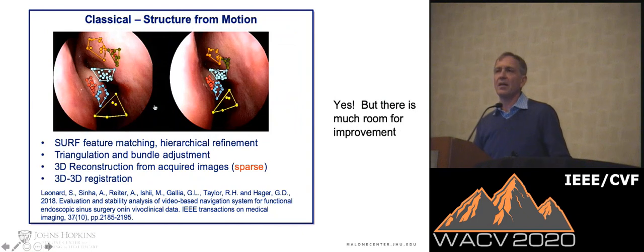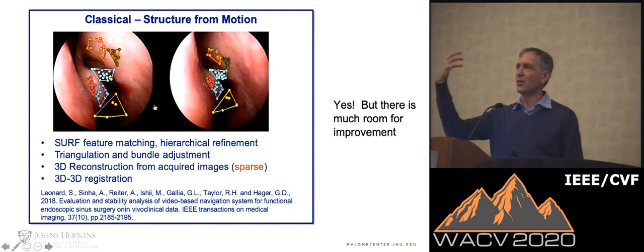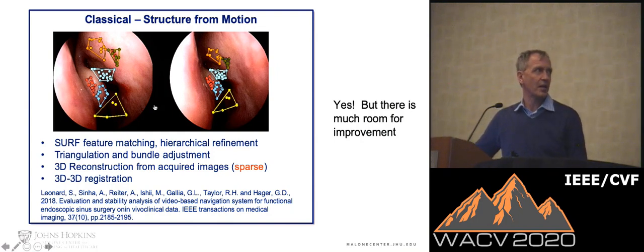The problem is that the sinuses don't look a lot like the Roman Colosseum. You probably knew that, but here's a little bit more of what you see. It's not a feature-rich environment. It's not like looking at El Cap or the Roman Colosseum or a house or something like that. It actually is very feature-poor.